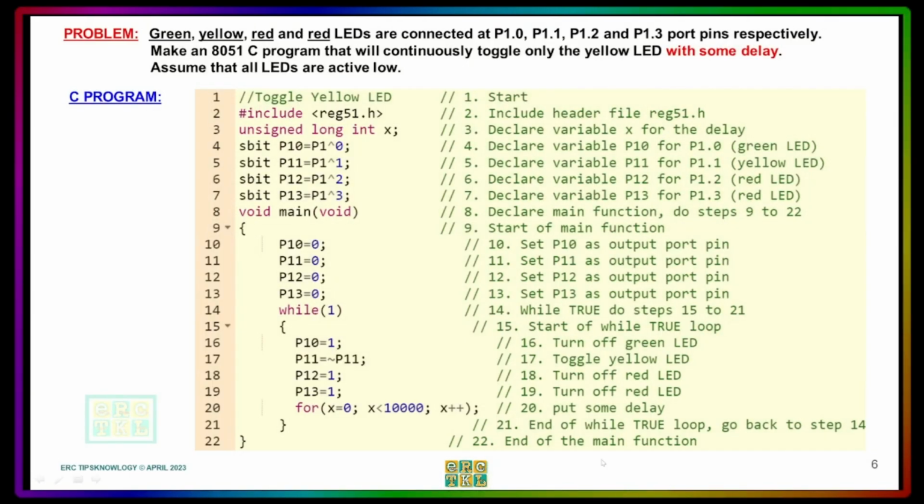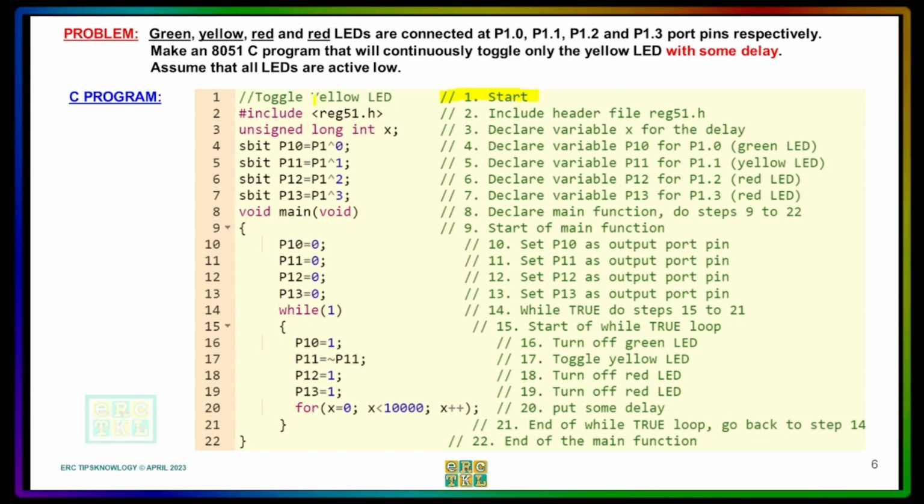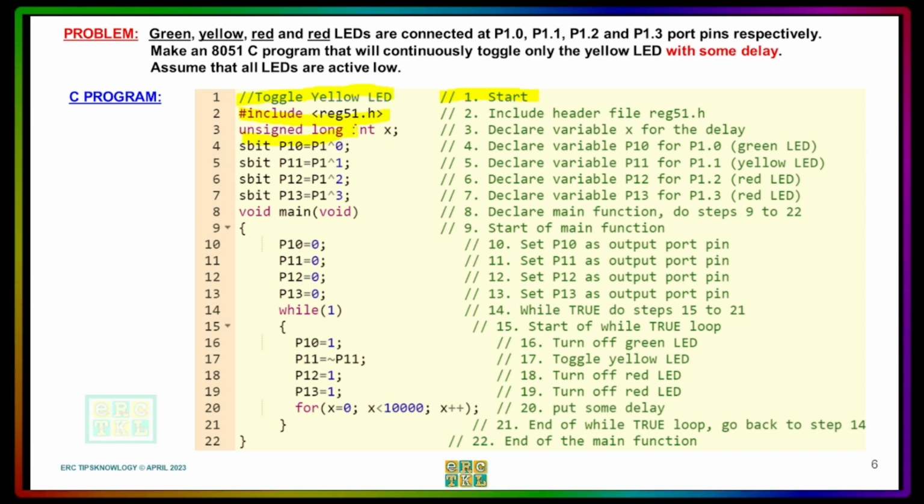Now, let's look at the program. You will notice that there are some remarks or comments on the right side, which are not really necessary unless needed. In the beginning, I just put here toggle yellow LED so that we at least know what it is. And then the inclusion of the header file. We declared the variable here for X, and then all the 4 ports, P10 up to P13, were declared.